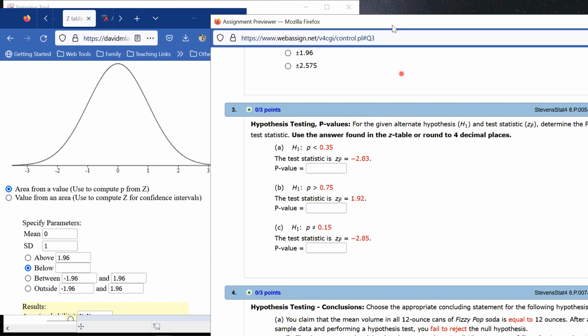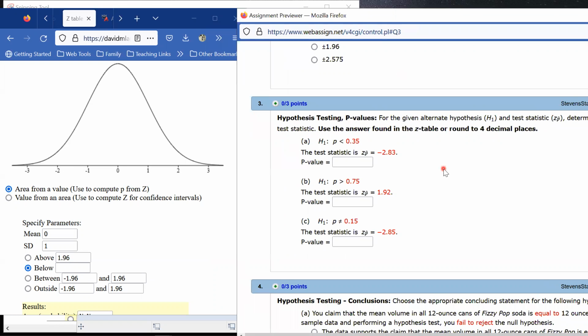So what we're going to do is we could use the table out of the Think Do book. We can also, because it's a z-score, use this David Lane calculator. And we're looking for a probability, so we want the area from a value. We have the value, the z-score. We're just looking for the probability. So we're going to select the area from a value.